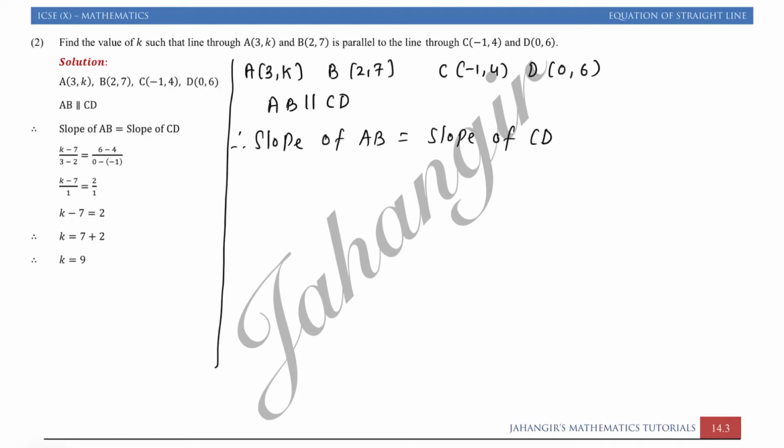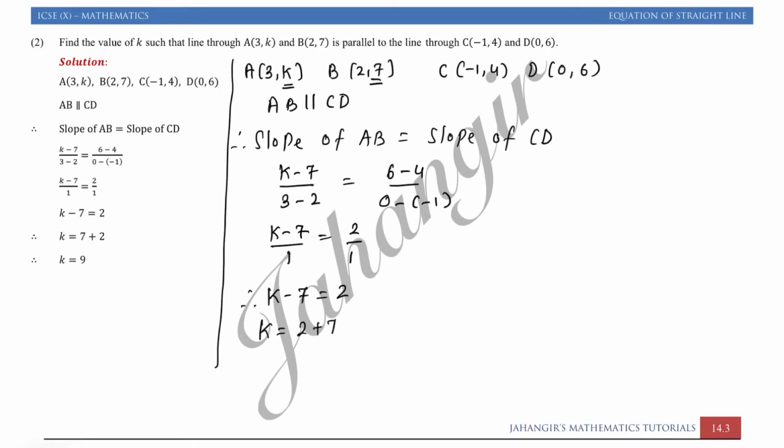The slope of AB we can write as k minus 7, this is y2 minus y1, upon 3 minus 2. Now this you can write as 6 minus 4 upon 0 minus of minus 1. You can consider any coordinate as x1, y1 or x2, y2. So we'll get k minus 7 upon 1 is equal to 6 minus 4, which is 2 by 1. So therefore k minus 7 is equal to 2. So therefore k is equal to 2 plus 7, which is equal to 9.